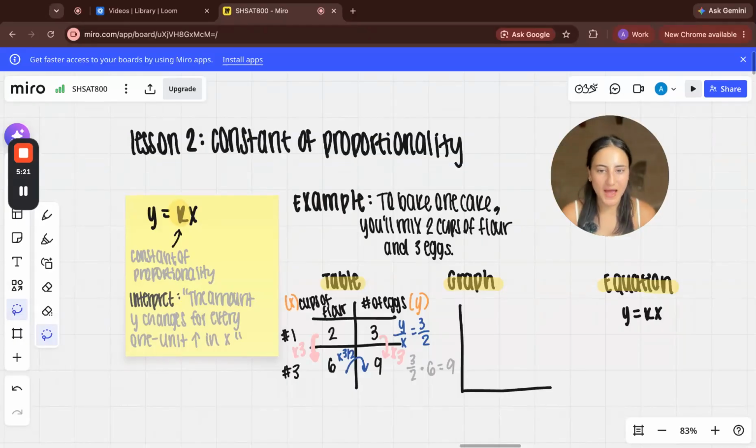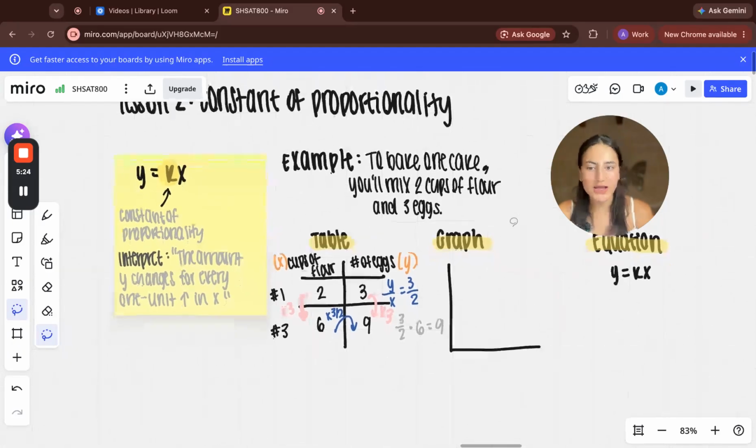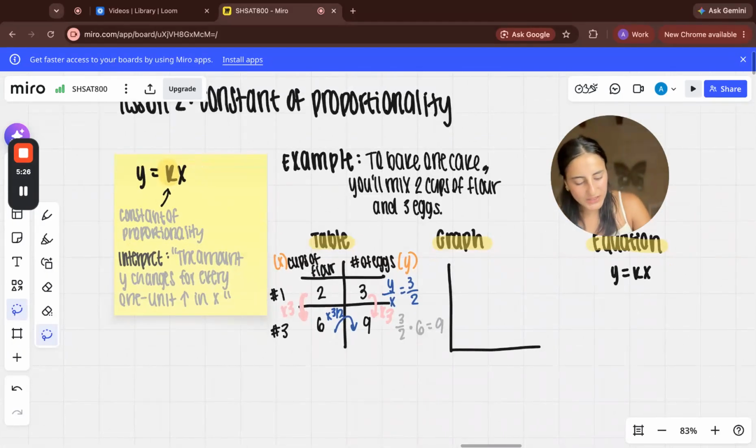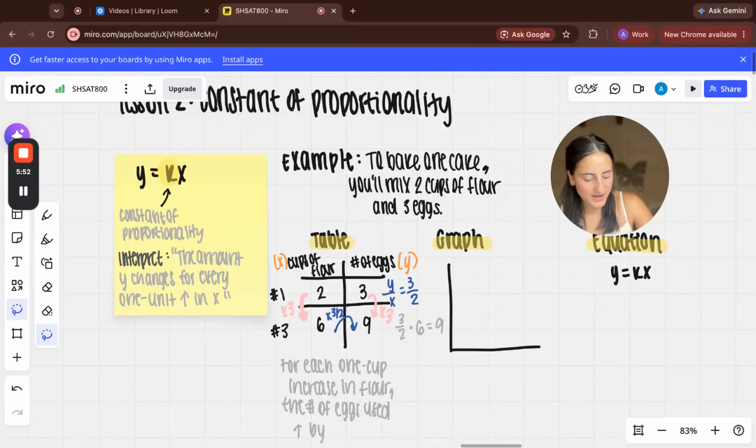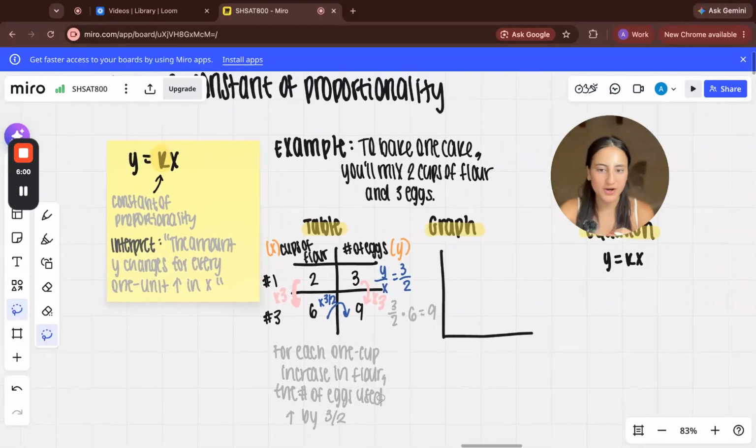So the way we can interpret that in the table over here is that for each 1 cup increase in flour, our x variable, the number of eggs used increases by 3 halves, or 1.5 eggs. So you would add 1.5 eggs for each additional cup of flour used here.